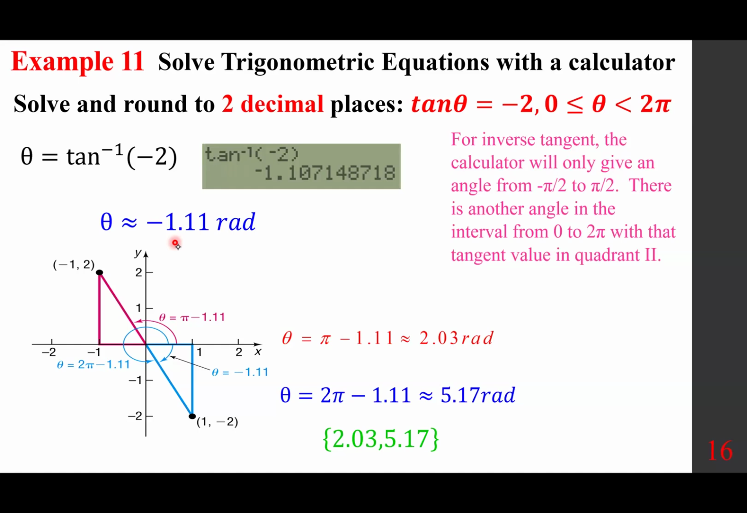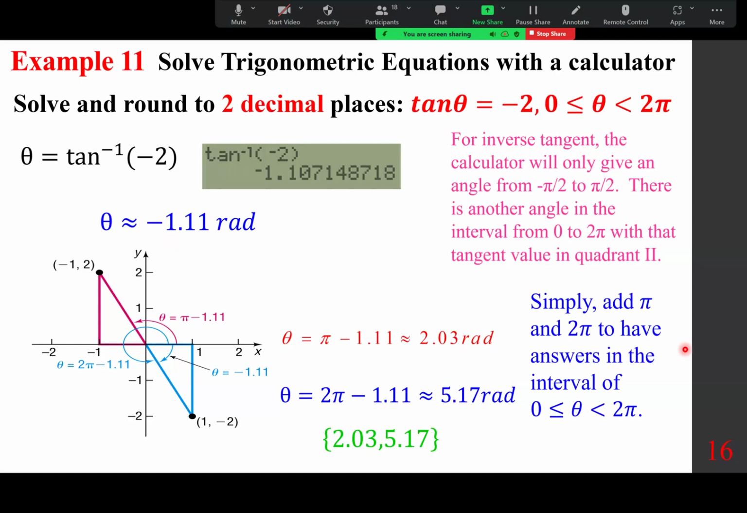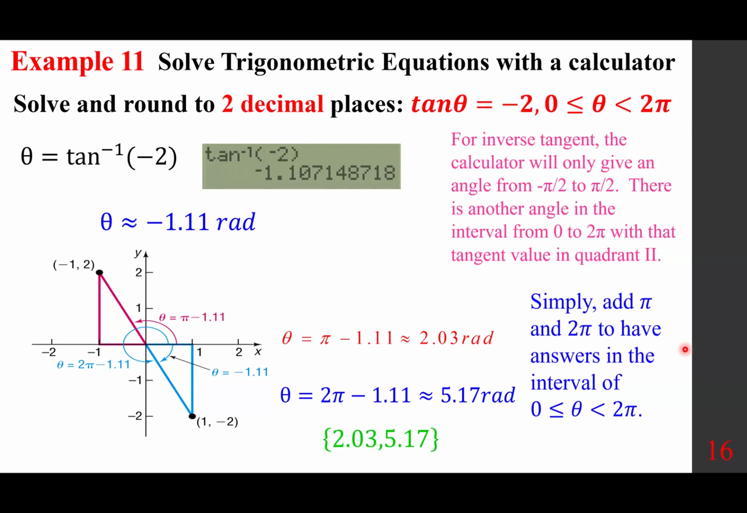This is how you deal with tangent. Simply add pi and 2 pi to have answers in the interval of 0 to 2 pi. That is the fastest and easiest way to think about it. Just add pi and 2 pi. That's all. You have the answer, add pi and 2 pi.